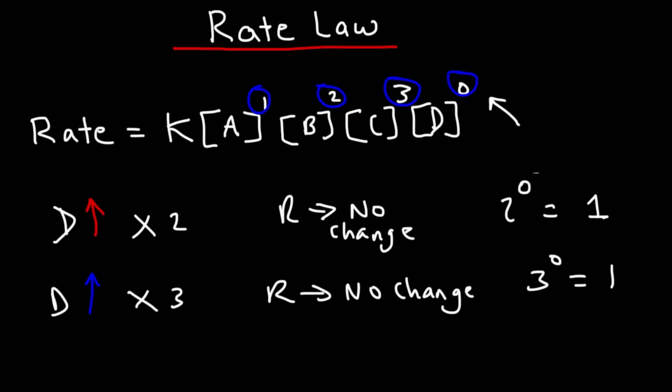The one that has the greatest effect is reactant C because it has the highest order. If you double C, the rate will greatly increase by a factor of 8. So C has the greatest effect on the rate of the chemical reaction, but D has no effect on it. Now let's work on some practice problems that involve finding the rate law expression by experiment.